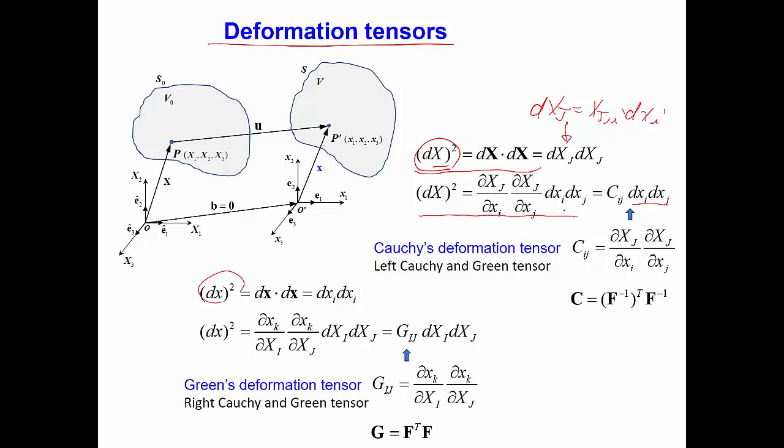and define Cauchy's deformation tensor, which is sometimes called left Cauchy-Green tensor. In the same way, we can define Green's deformation tensor, which is sometimes called right Cauchy-Green tensor.